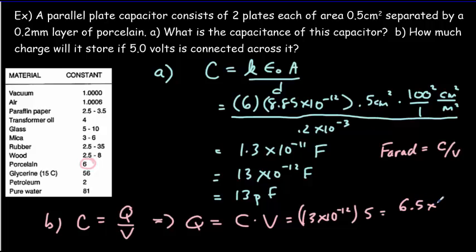6.5 times 10 to the minus 11 coulombs, or 65 picocoulombs. But remember, a coulomb is a huge amount of charge. A coulomb is a billion excess electrons. So typical charges that we talk about every day are of the order of picocoulombs and even smaller.